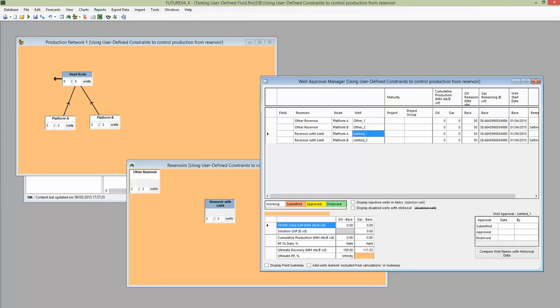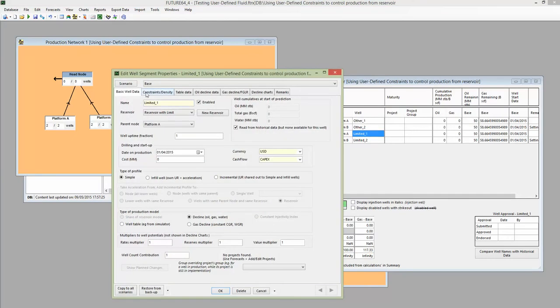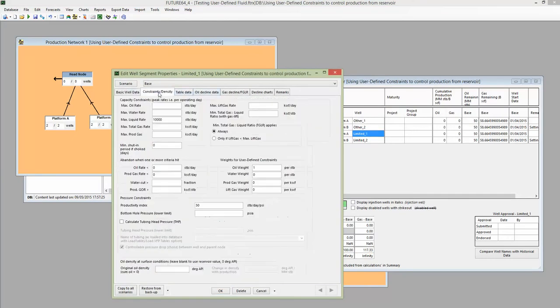What user-defined constraints are is you're allowed, per well, to specify a pseudo-phase, a user-defined fluid that's a linear function of the production of that well. So you define so much weight per unit of oil, so much weight per unit of water, per unit of produced gas, and per unit of lift gas. The defaults are zero, but you can set it for each individual well.